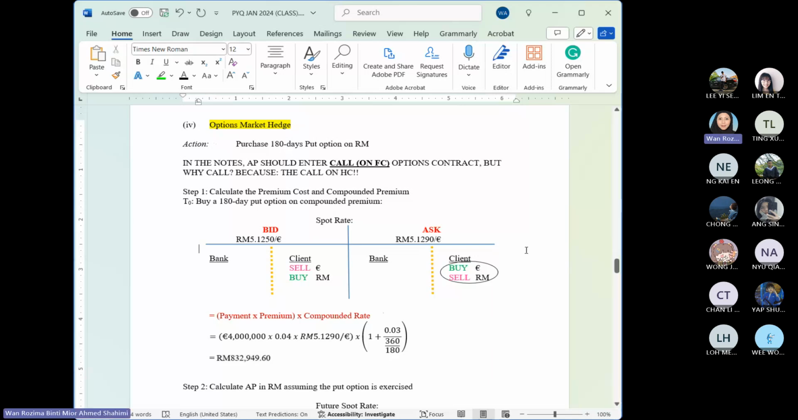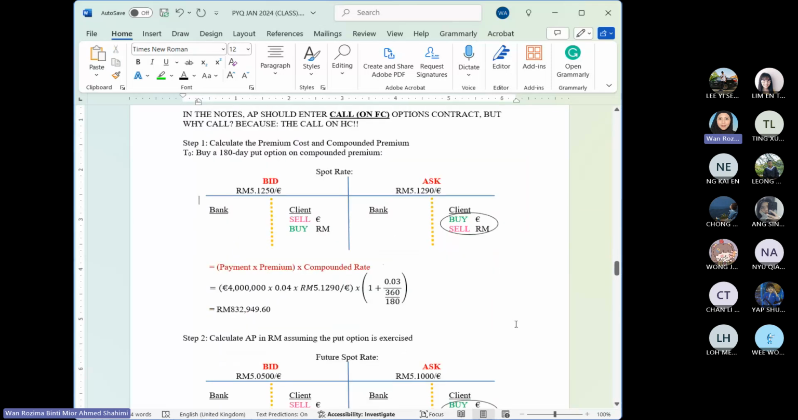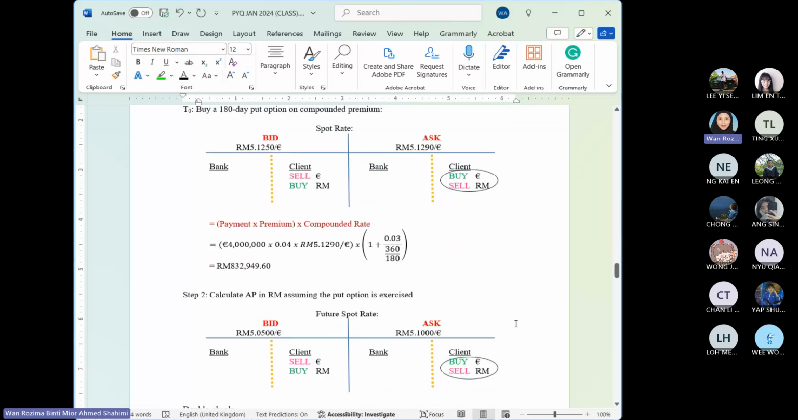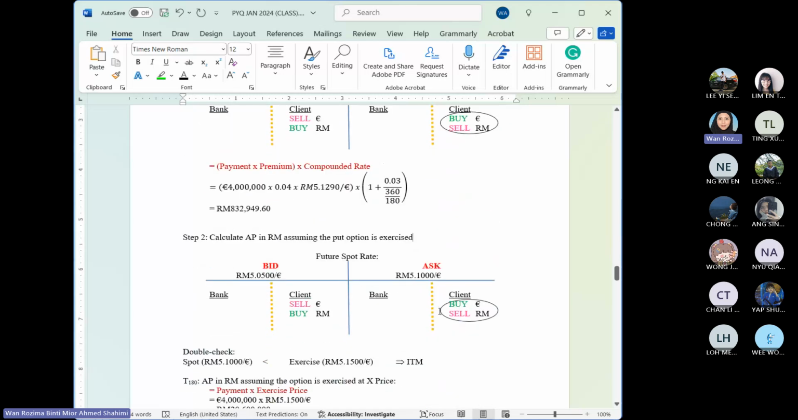Okay, so next, step 2, account payable in ringgit Malaysia, assuming that the put option is exercised. So why exercise the put option? The answer that I give you in the PDF in the web might be slightly different, because it's based on how the lecturer during that time taught the students, but I taught a different way. So that's why the answer is slightly different, but you just follow my way.